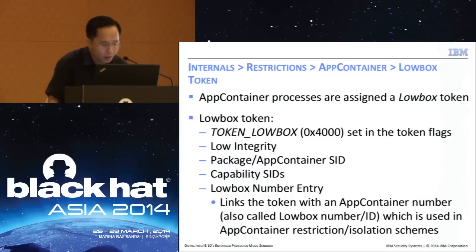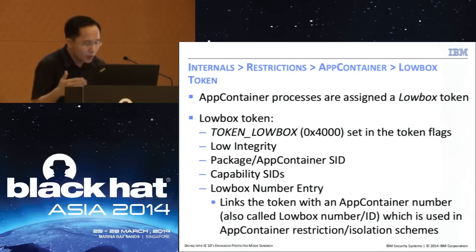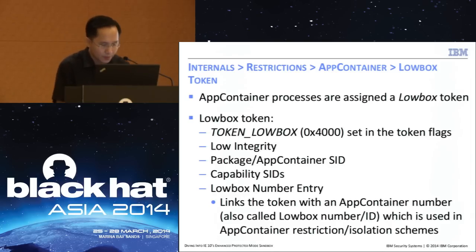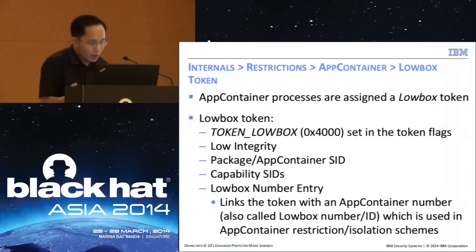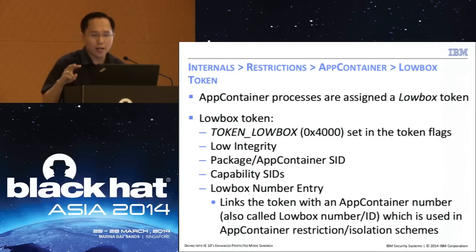Under the hood, in the kernel, the token structure had been modified to support app containers. App container processes are assigned with what is called a lowbox token. A lowbox token has the token lowbox flag set and the integrity level set to low. The app container where the process runs in and the capabilities assigned are also set in the lowbox token.